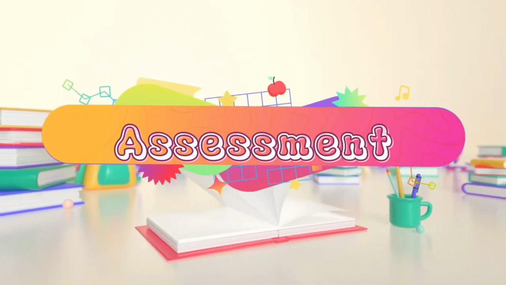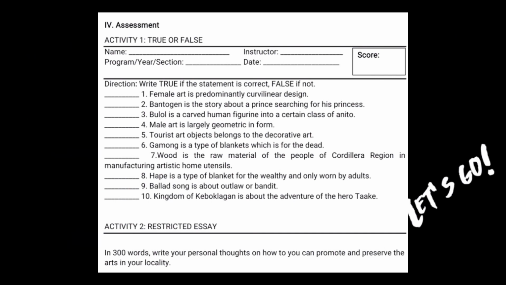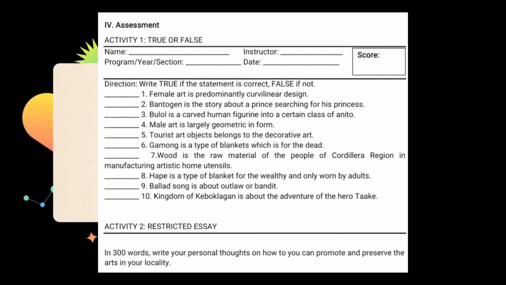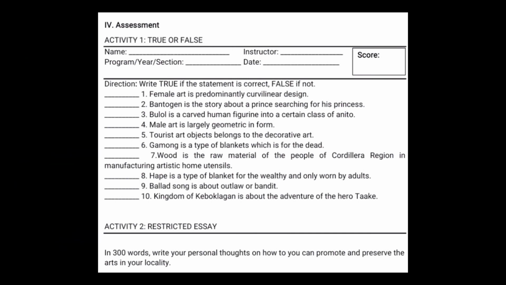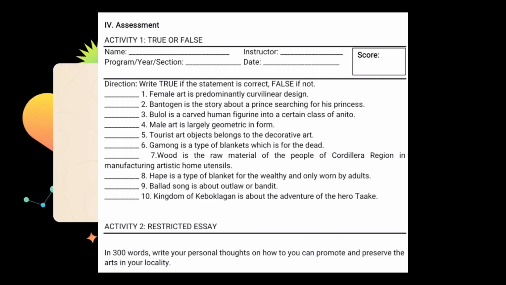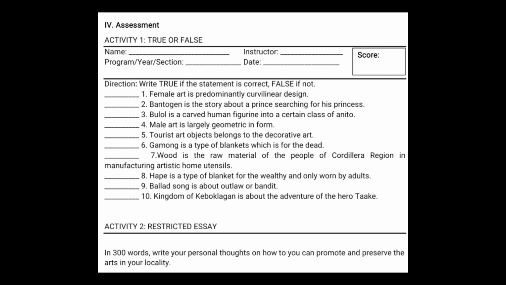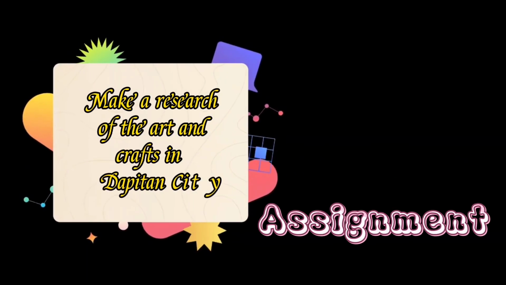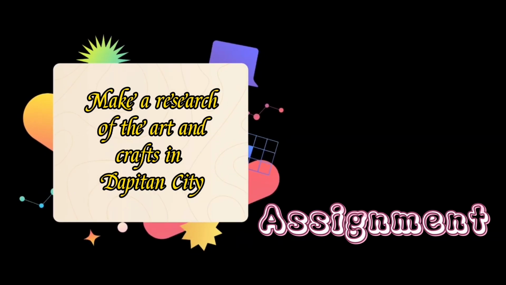It's time to test your knowledge. Activity 1 is a true or false. Write true if the statement is correct and false if it is not. And the second activity is an essay. In 300 words, write your personal thoughts on how you can promote and preserve the arts in your locality. And for your assignment, make a research of the arts and crafts in Pitogo City.